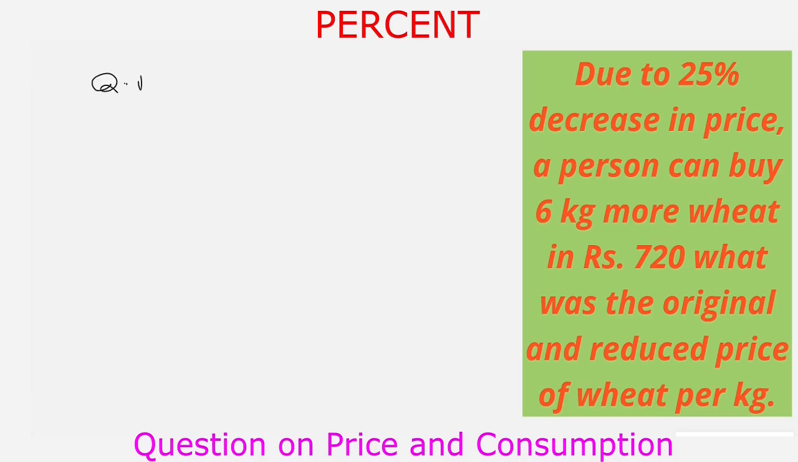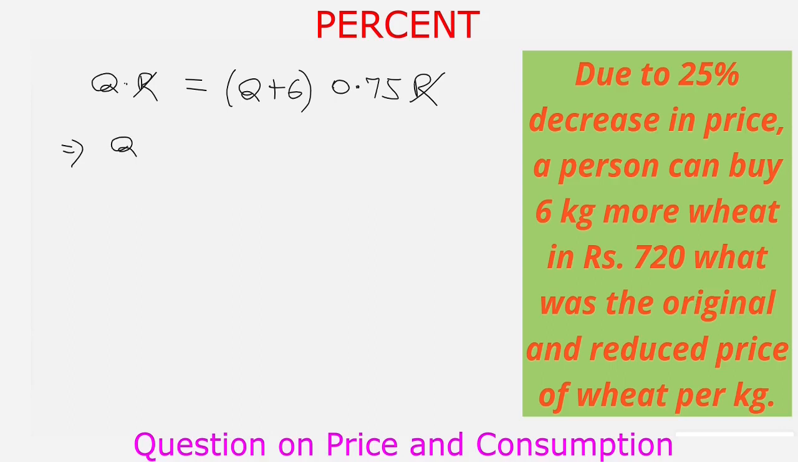Then the expenses will be Q into R, quantity multiplied by the price or rate. And now the person is able to buy 6 kg more. The present quantity becomes Q plus 6 and the rate has reduced by 25%. So 25% of 1 is 0.25. If the earlier rate was R, then the present rate is 0.75 R because it has reduced by 25%, and R cancels on both sides.